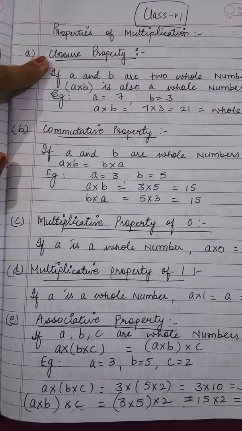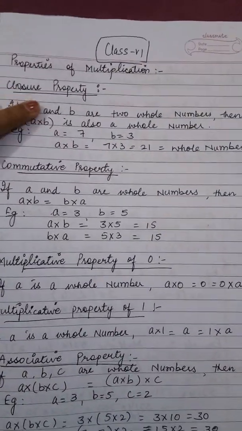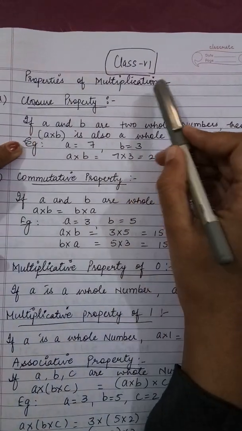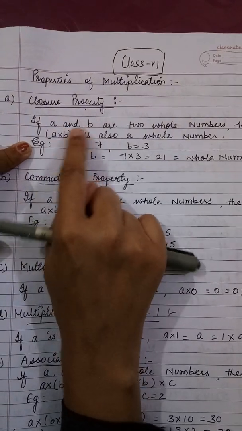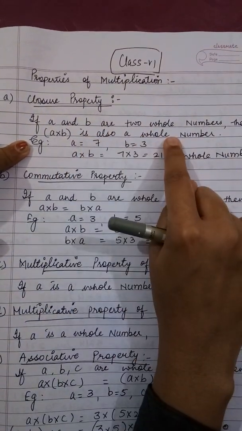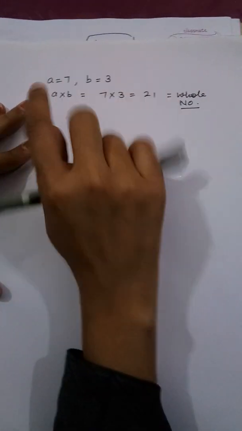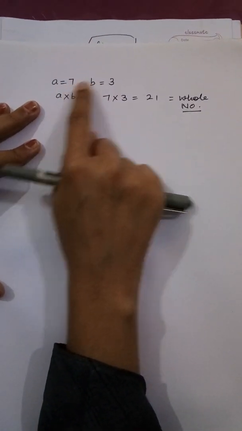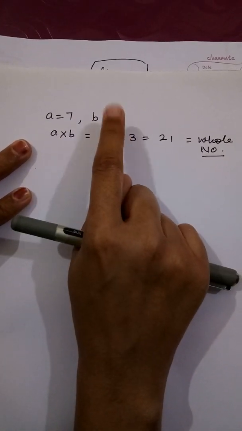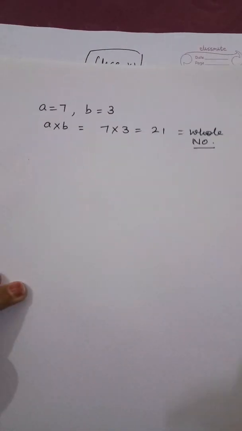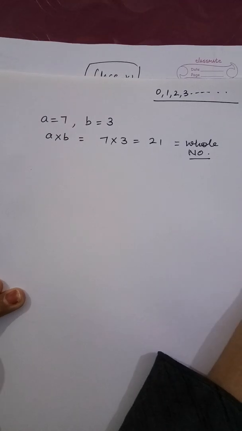Now what it says is, if a and b are two whole numbers, then if we multiply those two numbers, because we are talking about multiplication, my answer will be a whole number. Now let us take an example. For example, I have a whole number a, which is 7, and I have taken b also, that is 3. So 7 and 3 are whole numbers. And what is the definition of whole numbers? The numbers starting from 0, 1, 2, 3 all come in the category of whole numbers.